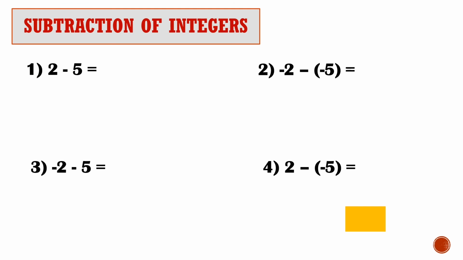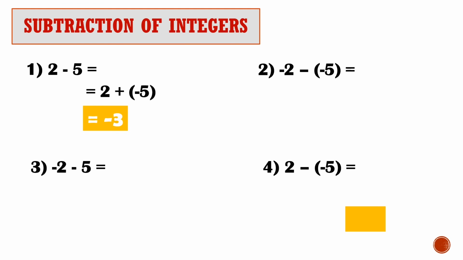Okay, first, we have 2 minus 5. So, ang rule, change the sign of the subtrahend. Ang subtrahend natin ay positive 5. Papalitan natin siya ng negative 5, then proceed to addition. Now, we have 2 plus negative 5. So, ang rule na susundin natin ngayon ay addition of integers. Since magkaiba ang signs, ang gagawin natin subtract, then kukopyahin natin o kukunin natin yung sign ng malaking number, which is negative. The answer is negative 3.